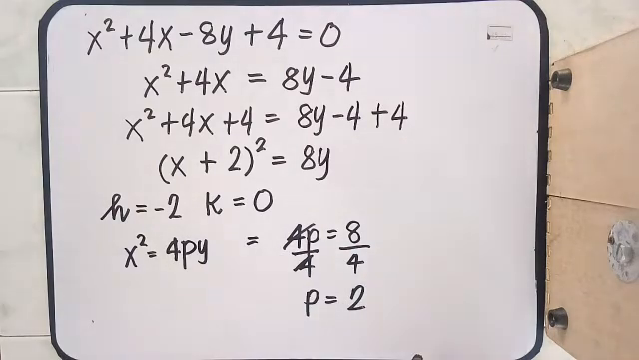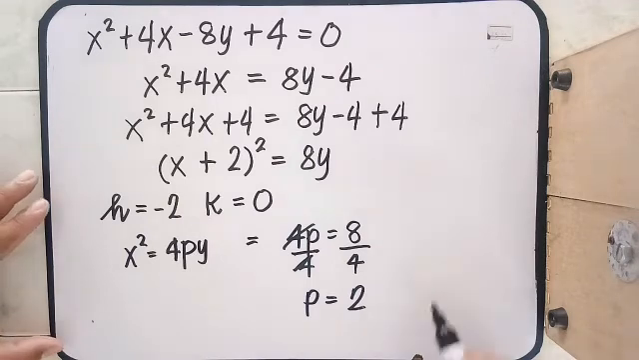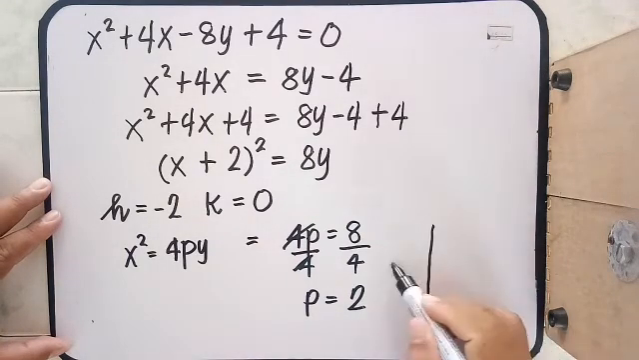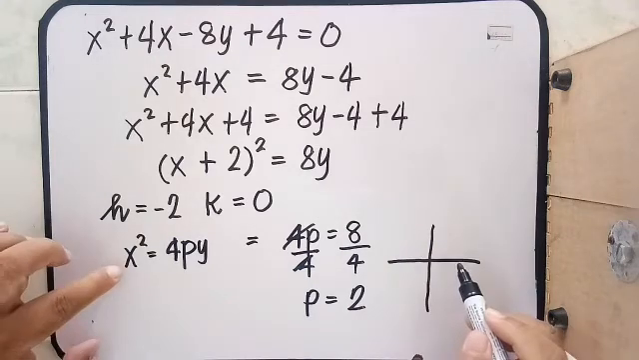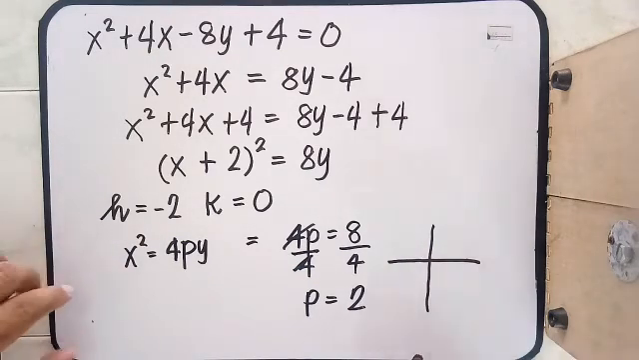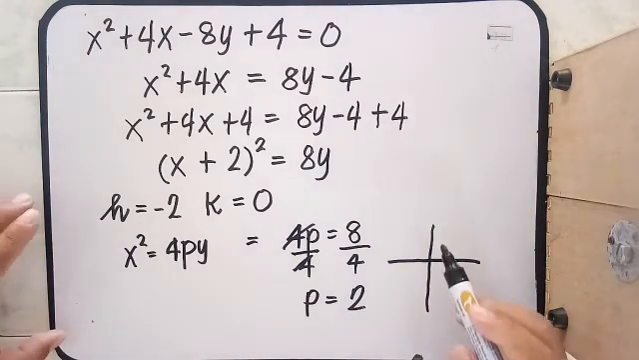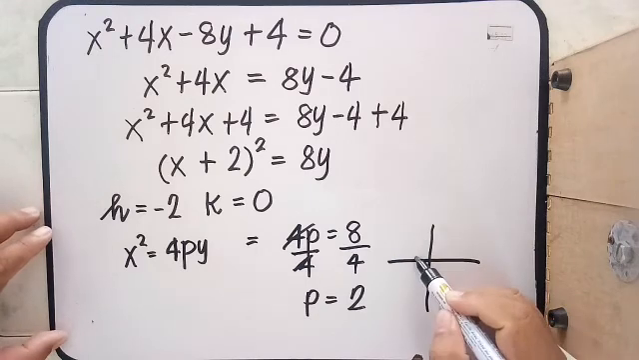Now, by looking at the equation, what kind of parabola is this? By inspection, the type of parabola that we have is a parabola that opens upward, because the squared term is in x, and the focus is positive. Which means its vertex is at negative 2, 0.